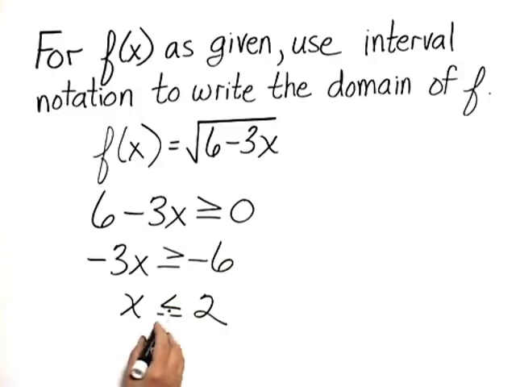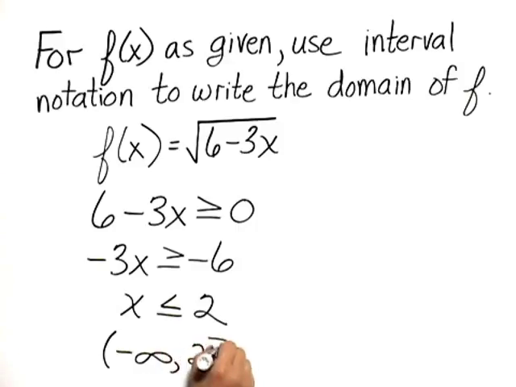So all x that are less than or equal to 2 will be in the domain of f. Using interval notation, this gives us the interval from negative infinity to 2, including 2.